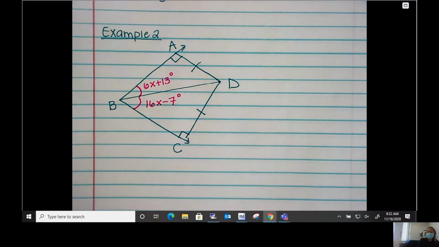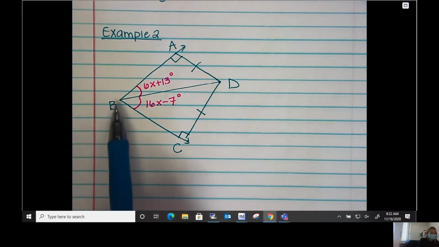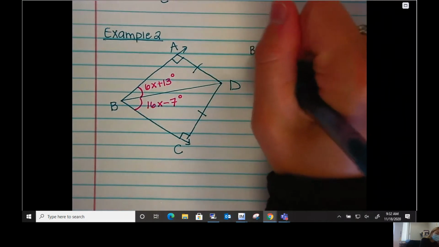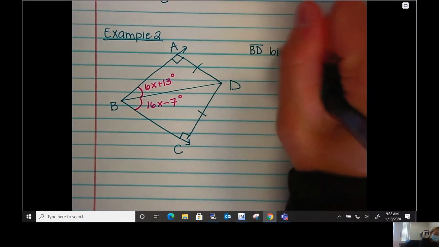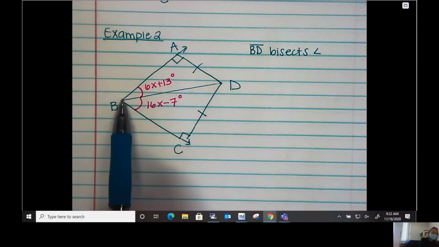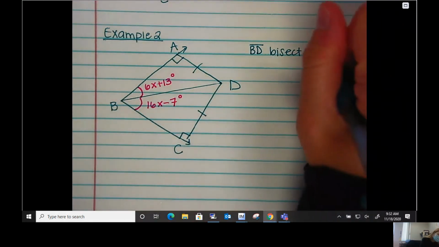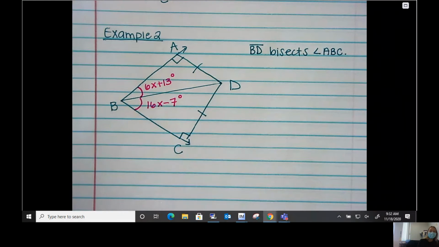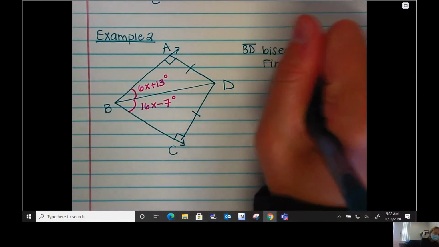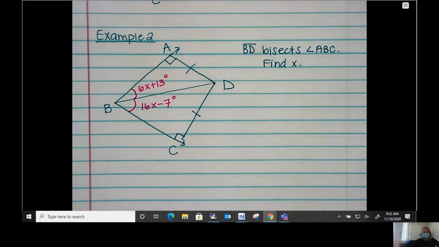Okay, my bisector is BD. It goes straight through the center. So BD bisects angle ABC. All I want you to do this time is find x. Okay, so I've given you two pieces of the bisector, two angles, and all I want you to do is find x.